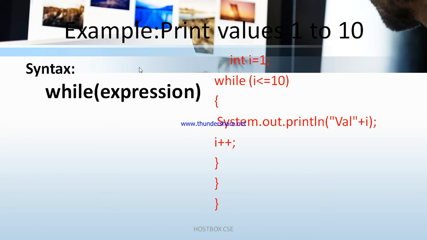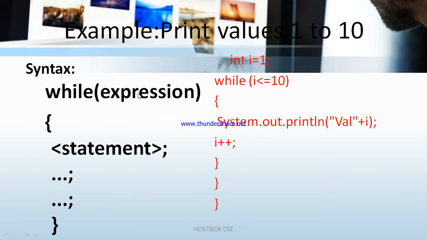In the example, we print values 1 to 10, and first the syntax. What is the syntax of the while loop? Just while, expression, then open brace, statement, then semicolon, and it continues with either a single statement or a block of statements, then close braces. So this is the syntax of the while loop, and for the example, part of the code I am giving here: int i = 1, and while i less than or equal to 10, System.out.println value, i plus plus.